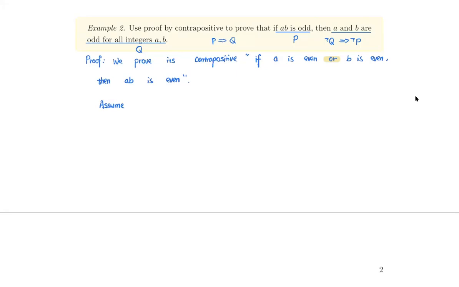So assume A is even or B is even. Since A and B are nothing special, if you switch the position of A and B, it's the same. We can use without loss of generality. So without loss of generality, assume A is even.